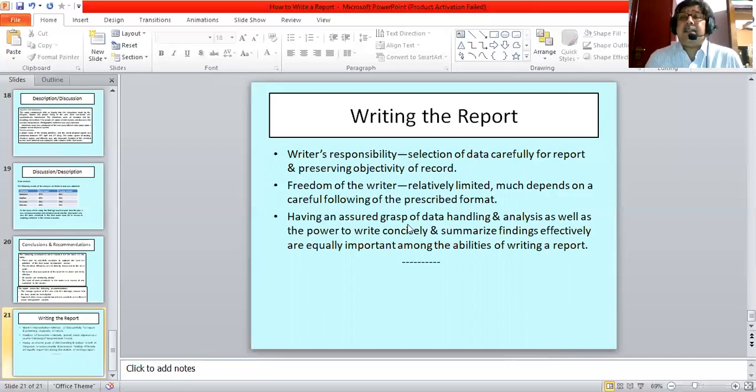So we have shed light on this process of writing a report today in the course of this lecture. So this brings us to the end of this particular lecture. Thank you.